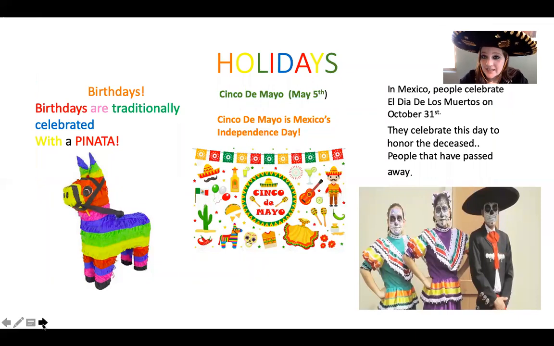So, holidays that are celebrated in Mexico, well, are obviously birthdays. We celebrate birthdays too, right? But in Mexico, birthdays are traditionally celebrated with a piñata. Well, you're probably saying, well, we celebrate with a piñata too. Well, that's cool, right? You get some candy in there and you hit it with a stick and you hope that candy comes out and you get so much candy. Well, that's how they celebrate birthdays too.